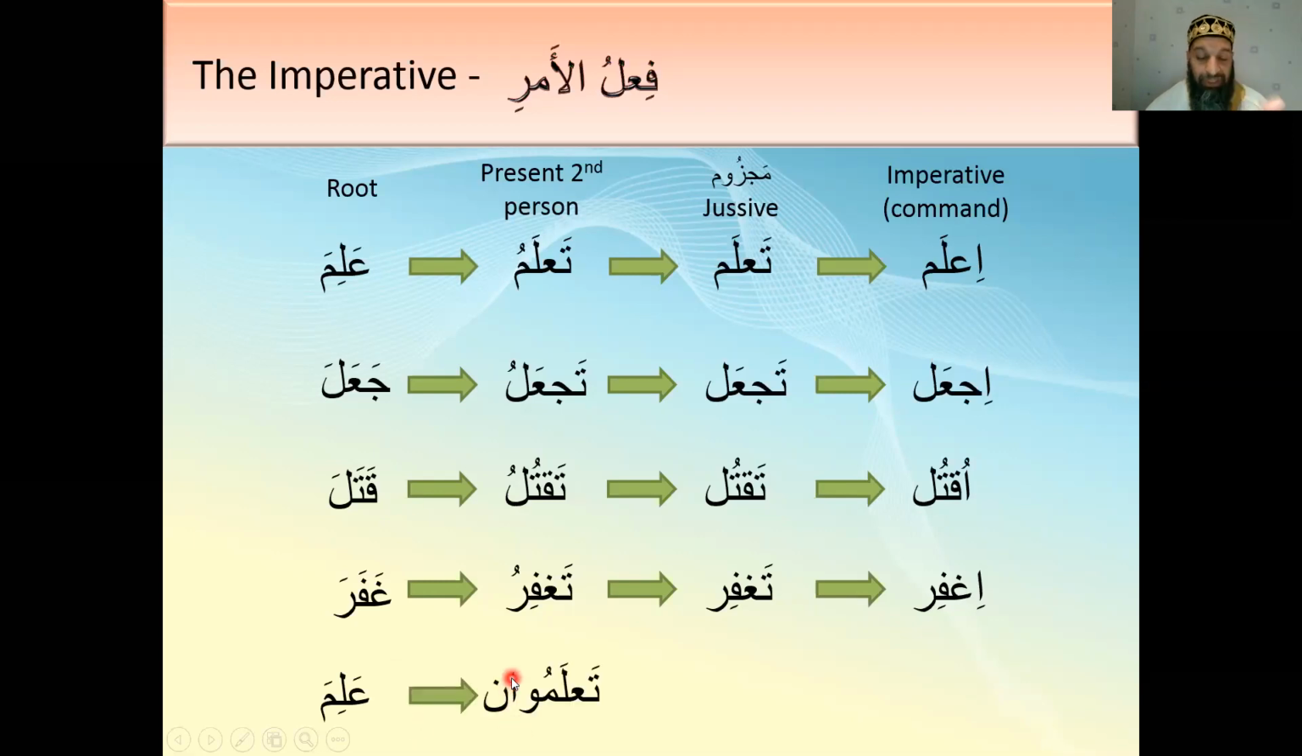I've made a mistake on this slide and I didn't correct it for the revision. So this should have no alif there. It should just be ta'lamuna. So ta'lamuna, make it majzoom, it becomes ta'lamu, and then i'lamu. This means you all know. You all know, right?